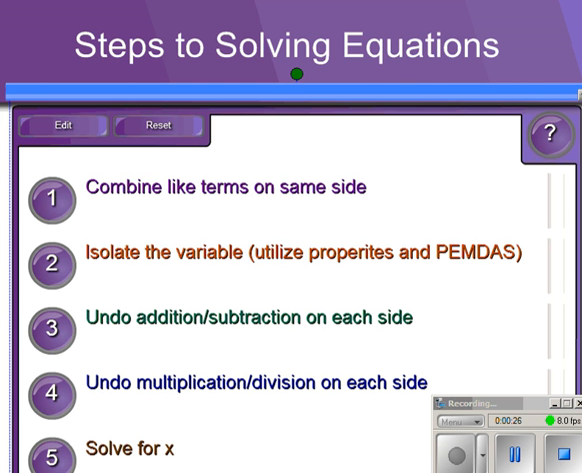Okay, steps to solving equations. Number one. Well, why isn't this doing? Let's reset it.